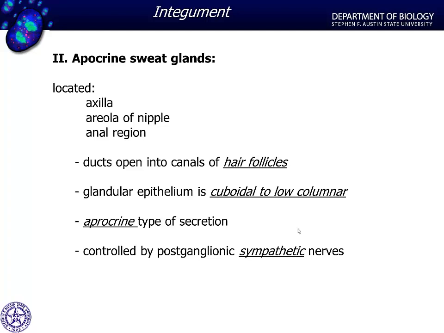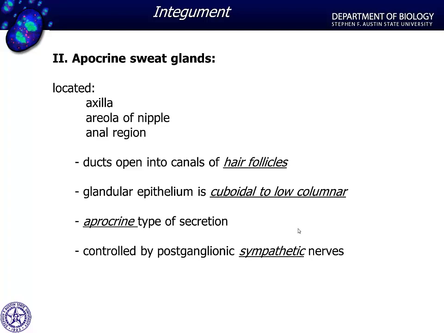Now the next type of sweat gland we have is not as commonly occurring throughout the body, and these are called the apocrine sweat glands. You find them in the axillary region under the armpits, around the areola of the nipple, and in the anal region, and these are more for the production of a specific odor. Some think that it's a pheromone-type producing odor. However, this is the odor producing one.